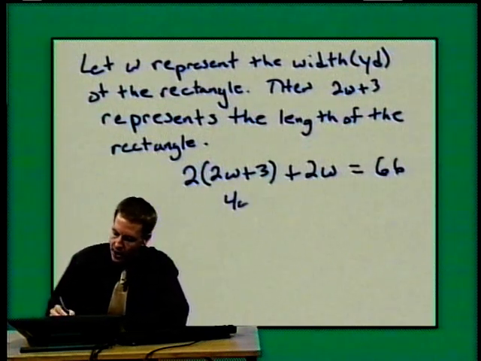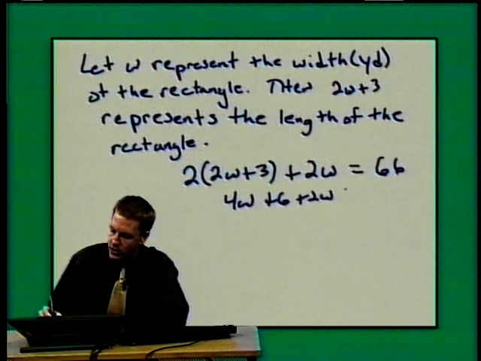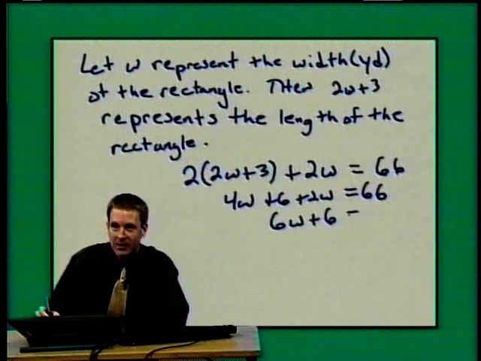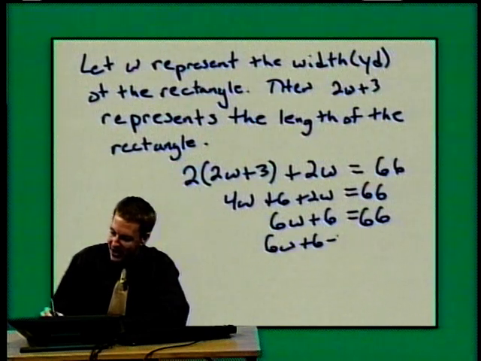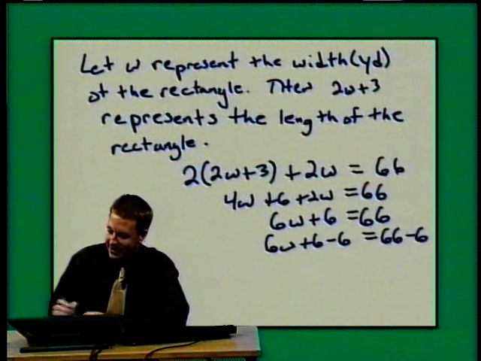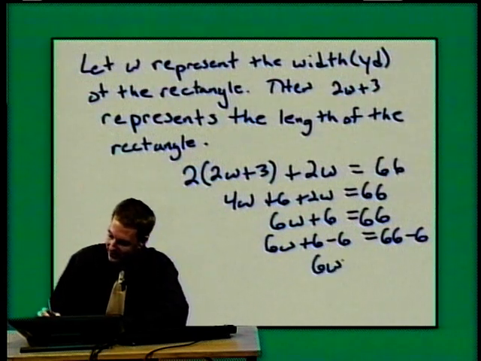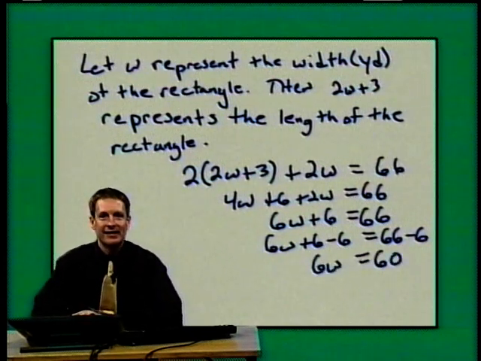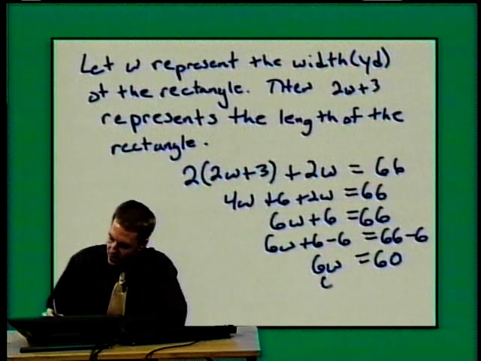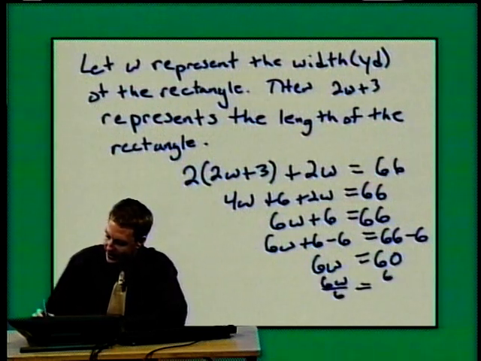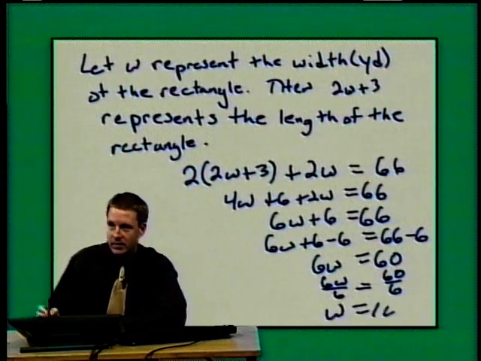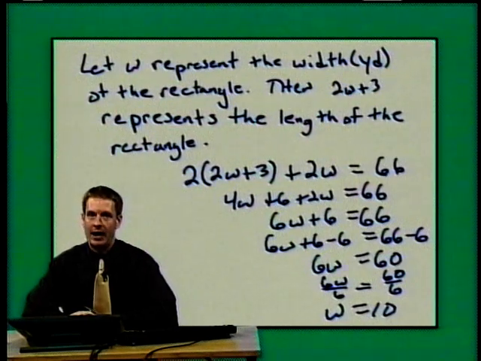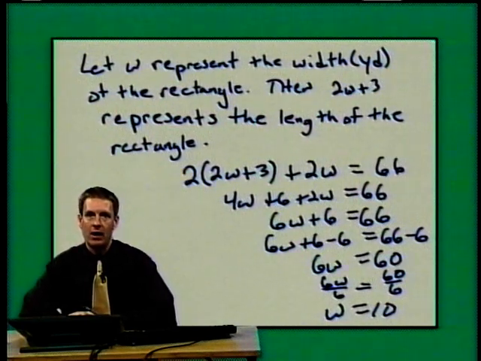Now I want to speed through solving this equation. I have 4W plus 6 plus 2W equals 66. So 6W plus 6 equals 66. That's a whole lot of 6's. Subtracting 6 from both sides, we have even more 6's. But then when we simplify, phew, we're finally rid of some of them. 6W equals 60. And so if I divide both sides by 6, because I think we should end on a 6 kind of note here, we end up with W equals 10. So it seems like the width of our rectangle is 10 yards.